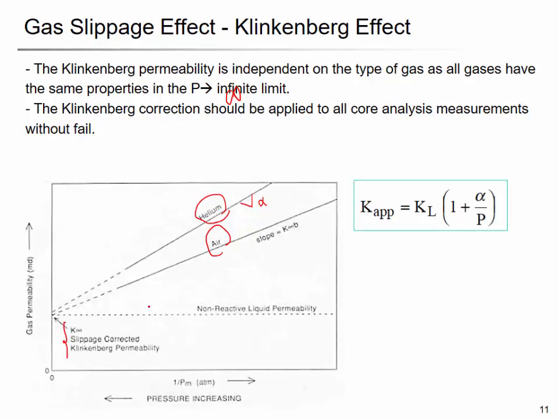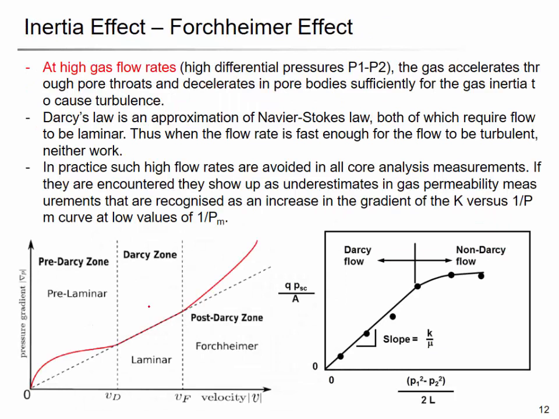And this assumes that the gas is not adsorbed to the rock matrix, so there is no interaction between the rock mineral and the gas. And the inertial effect is that when you have a high gas flow rate, the gas accelerates through the pore throat and decelerates in the pore body sufficiently for the gas inertia to cause turbulence. So this is the case that we talked about.